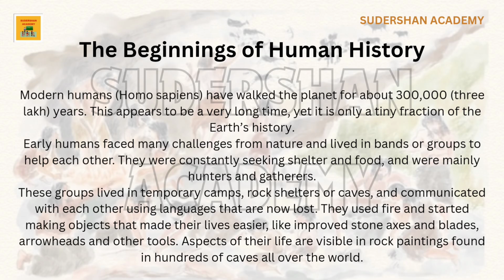The beginnings of human history. Modern humans, Homo sapiens, have walked the planet for about 300,000, 3 lakh, years. This appears to be a very long time, yet it is only a tiny fraction of the Earth's history.